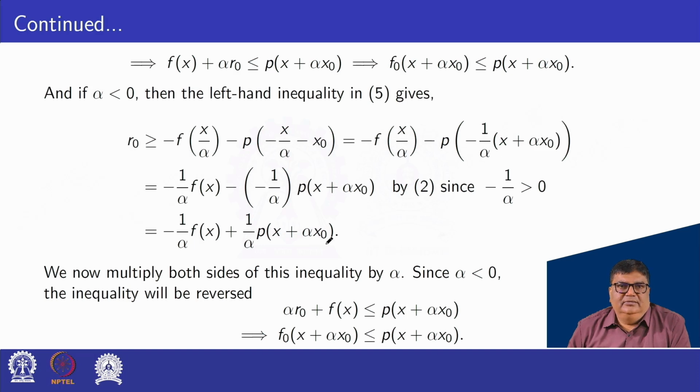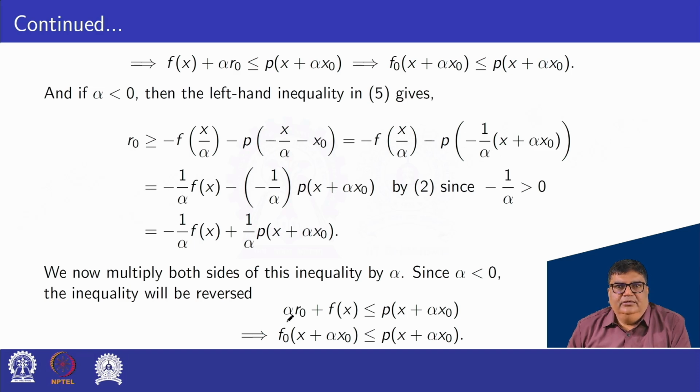Okay, so we now multiply both sides of this inequality by alpha. Since alpha is less than 0, the inequality will be reversed. Okay, so this can be written as alpha r0 plus f of x less or equal to p of x plus alpha x0. Okay, so again here r0 is f0 of x0. Okay, and here f of x, x belonging to M.